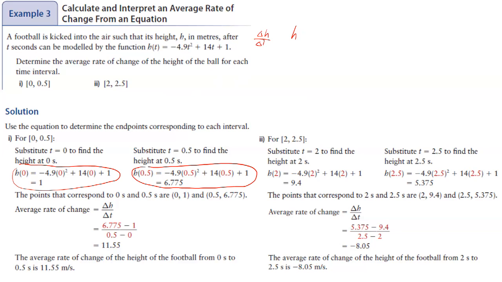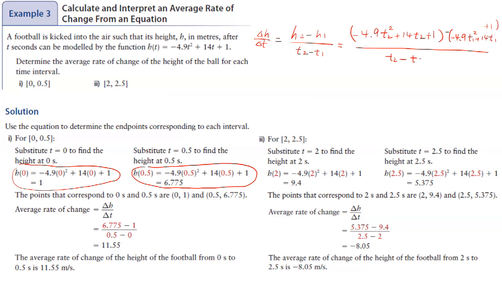Delta H over delta T is H2 minus H1 over T2 minus T1, right? So instead of calculating H1 and H2 first, we can just substitute H2, which is actually minus 4.9 T2 squared plus 14 T2 plus 1, right? And then minus 4.9 T1 squared plus 14 T1 plus 1, over T2 minus T1, right?